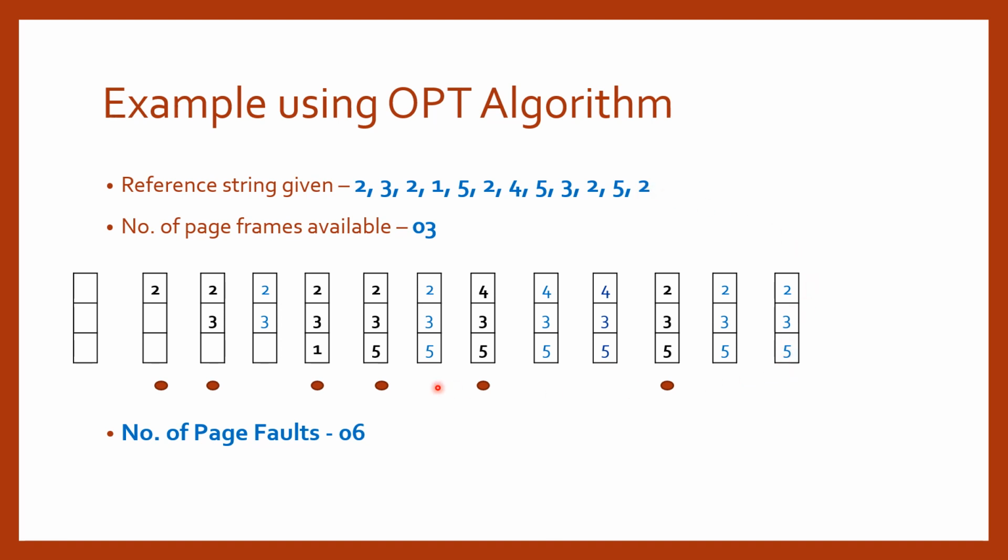So the number of page faults in case of the OPT algorithm are 1, 2, 3, 4, 5 and 6. The number of page faults is 6. So in case of the OPT algorithm, this is the minimum, but the thing is we have to consider the future requests, and it is a bit difficult to predict the future.